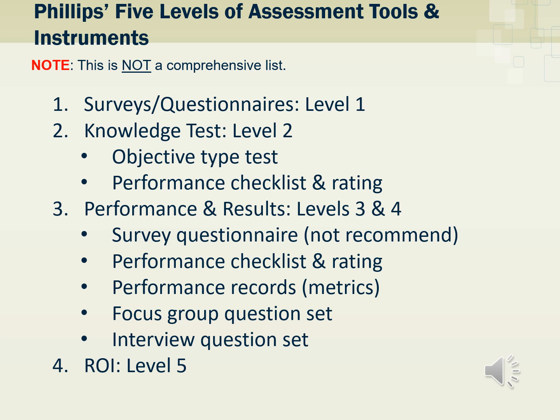So it is best to use the survey tool to measure level 1, which is a learner's reaction to training or intervention. I do not recommend using the survey tool to measure levels 3 and 4, as survey self-reporting can be subjective. Performance checklists or metrics can be better tools to measure these higher levels of evaluation.